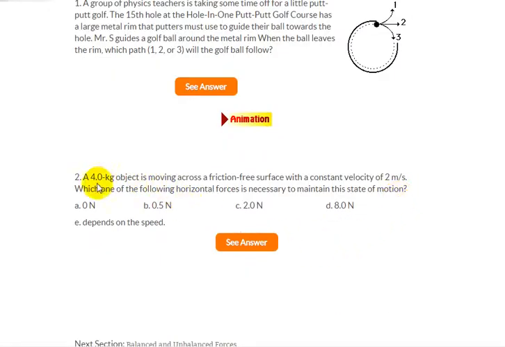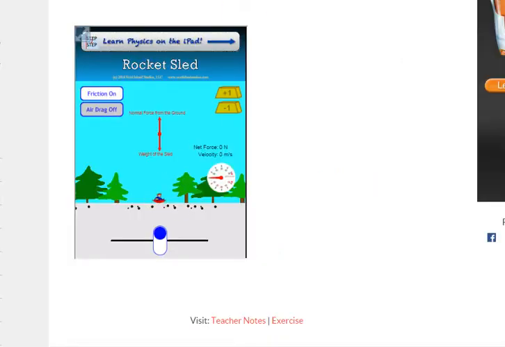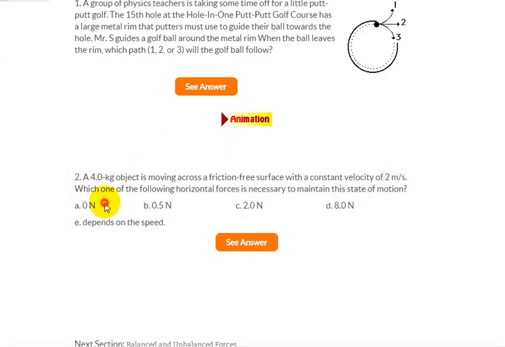And one final question here. A 4 kilogram object is moving across a friction-free surface with a constant velocity of 2 meters per second in a particular direction. Which one of these forces is required to have it keep going at constant velocity? Looking at that sled there, I don't want an unbalanced force because it'll change my state of motion. So the answer there is actually 0. If it's moving at constant velocity, nothing's interfering with it. If I was to apply a force, it would cause it to change, no longer be constant velocity. So the answer is 0 newtons.